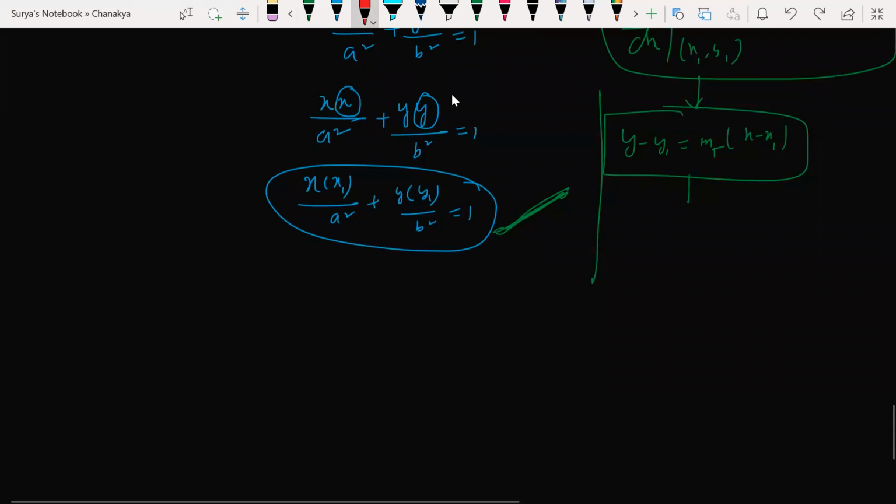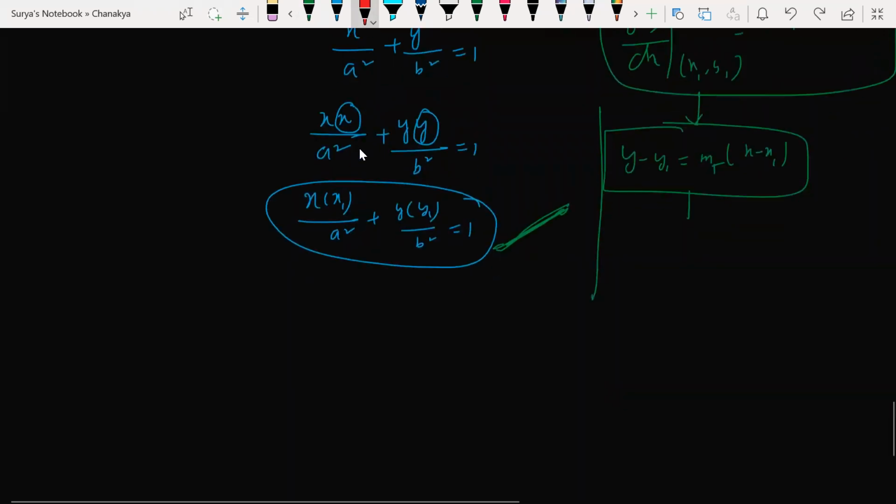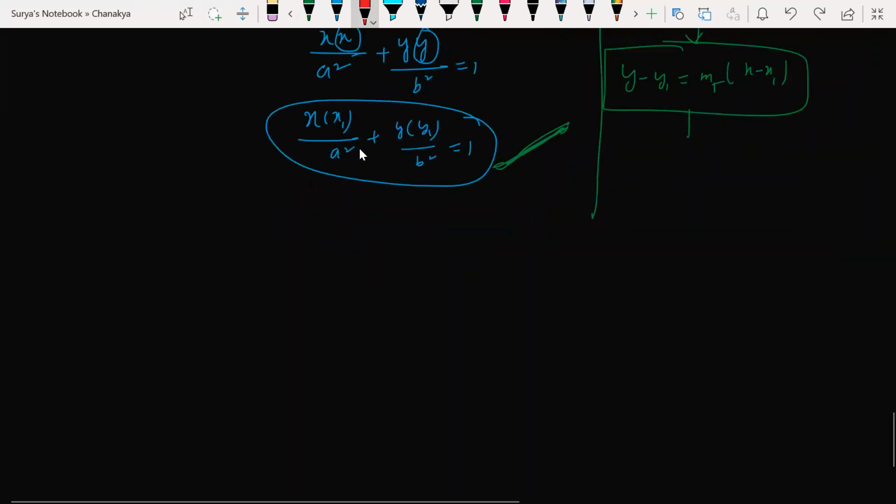First, equation of the tangent in point form we learned. Equation of the tangent in slope form.